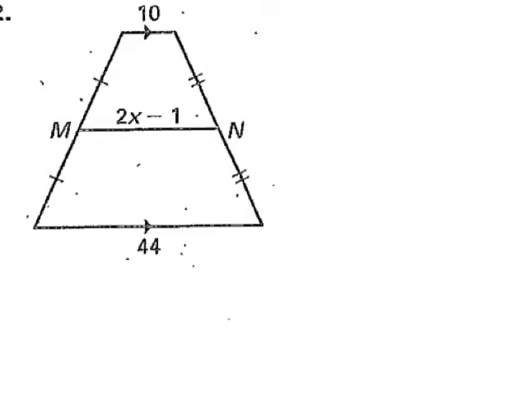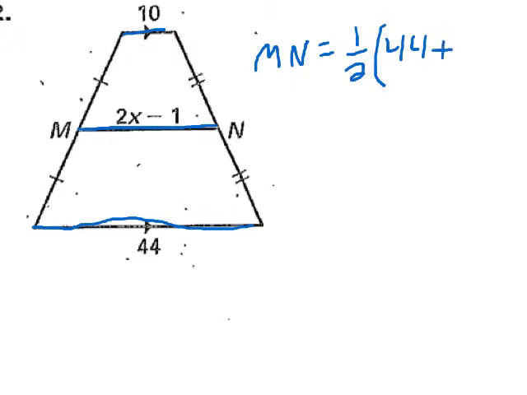Okay, in this one, I'm going to find the measure of x. Okay, and I'll get this one started for you. Remember, MN is my midsegment. So MN equals 1/2 of the sum of the bases. So equals 1/2 of the bottom and the top added together. So 1/2 of 44 plus 10.